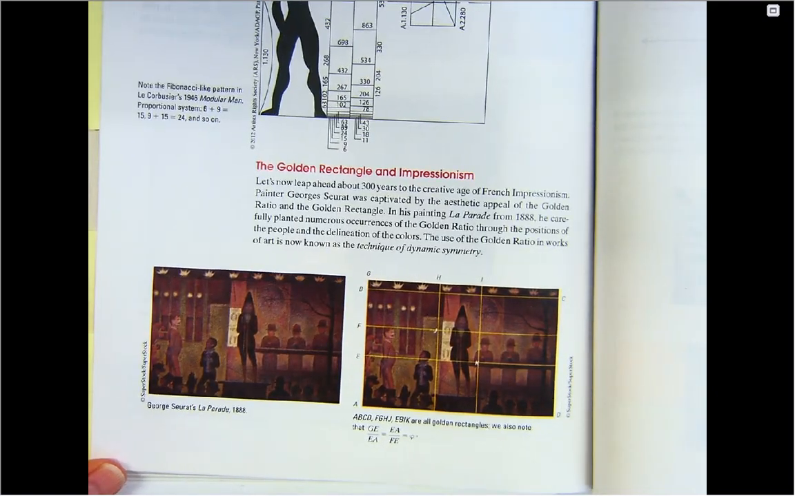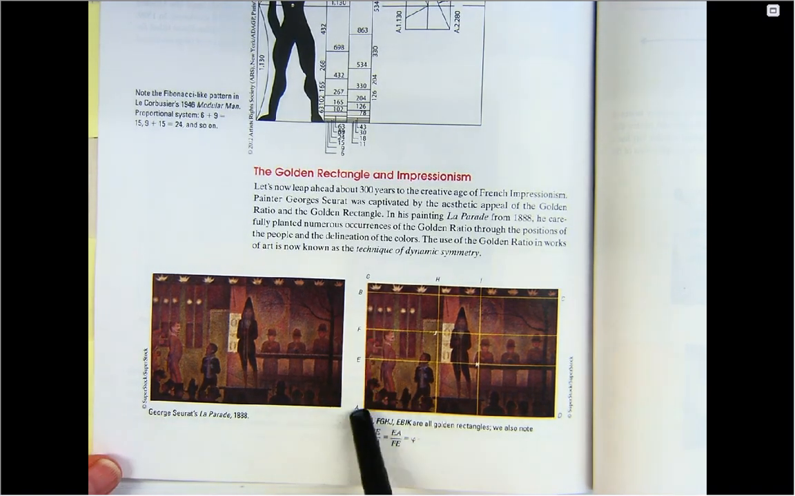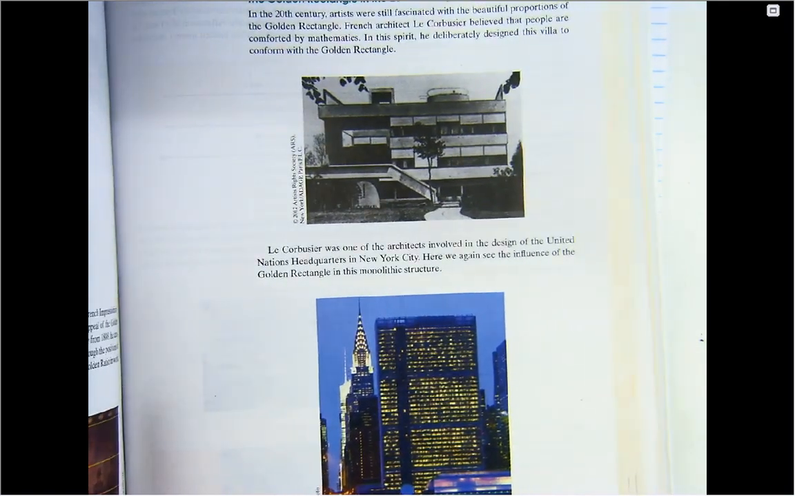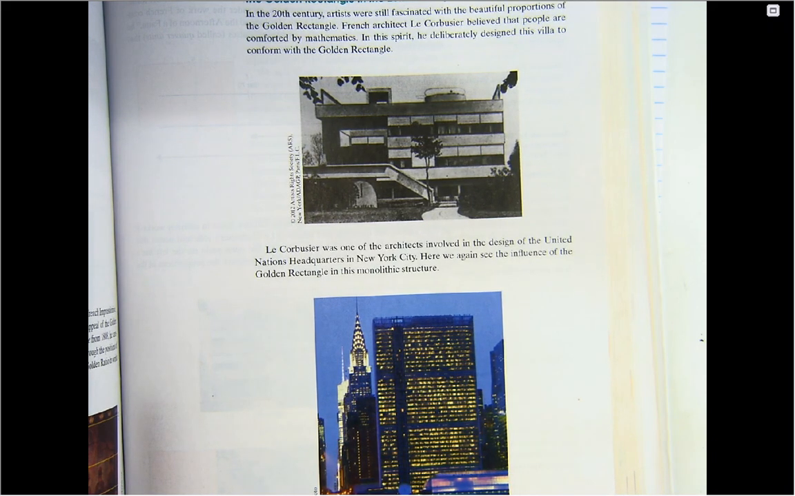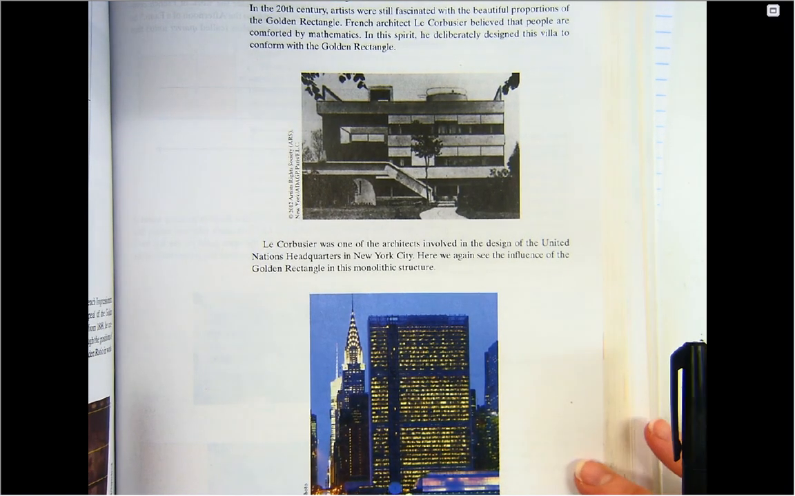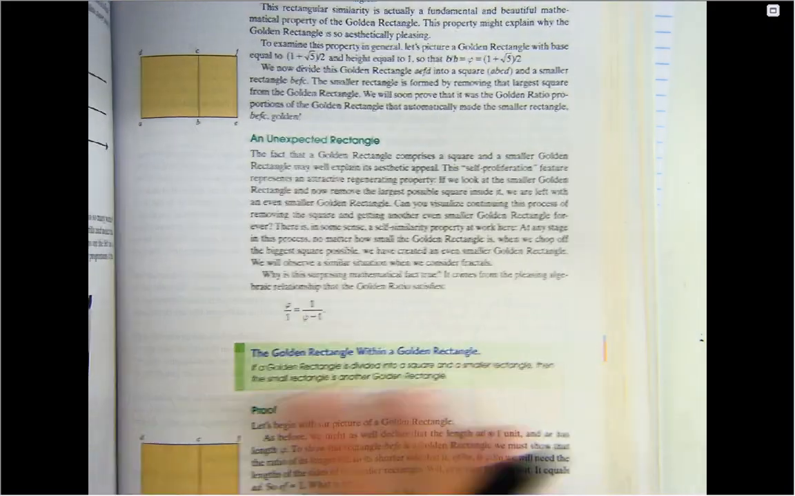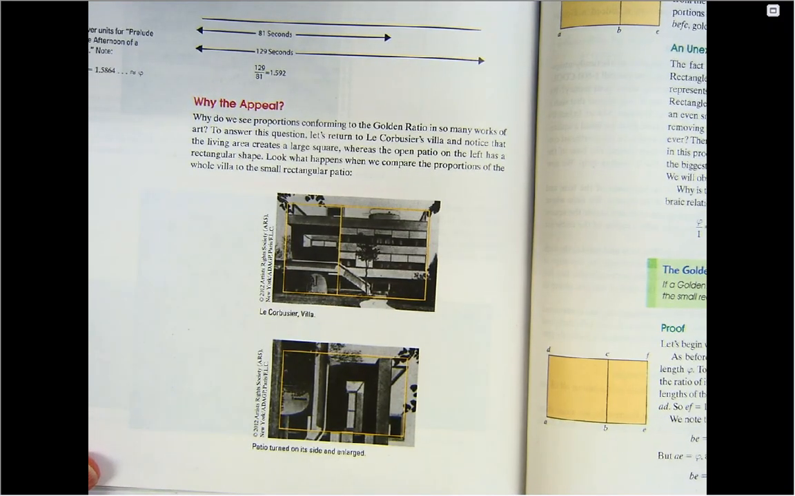So here we have Seurat's artwork covered up with some rectangles which are golden. And we see golden rectangles in architecture as well. Have you ever walked into a rectangular room that didn't feel comfortable because of its proportions? Well, it might be that it was too far away from being a golden rectangle. So we have the United Nations building with some golden rectangles in it, and some other buildings with some golden rectangles in them.